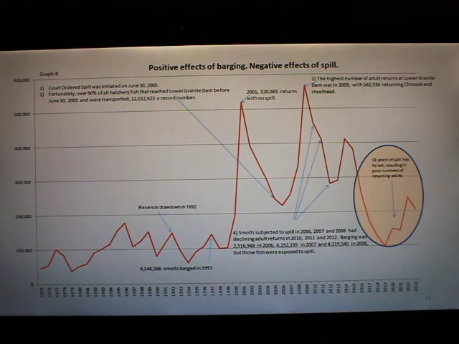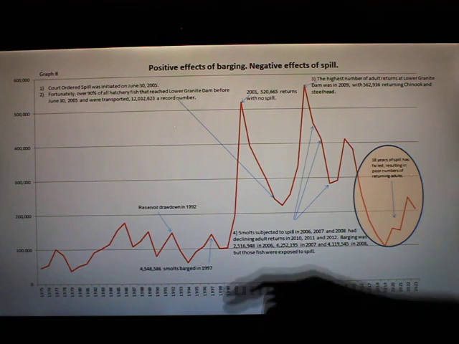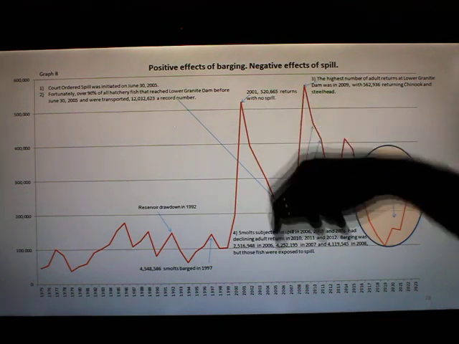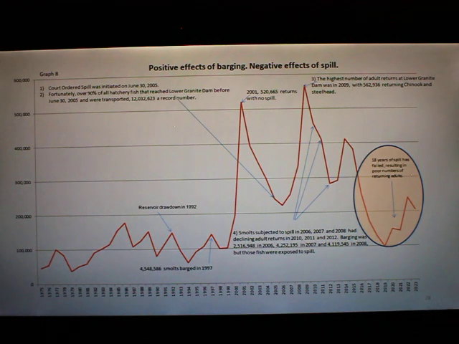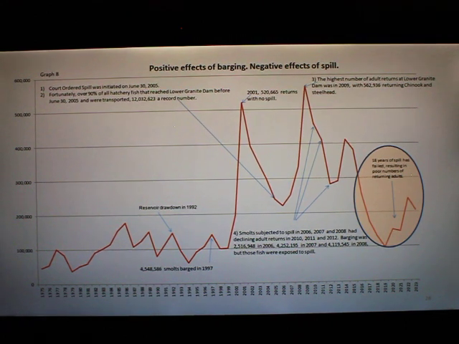Down below, you'll note that the smolts subjected to spill in 2006, 7, and 8 had declining adult returns in 2010, 11, and 12. And please note, 2001 returns of 500,000, that's before court order spill even began. We've had 18 years of spill and it has failed, resulting in poor numbers of returning adults.